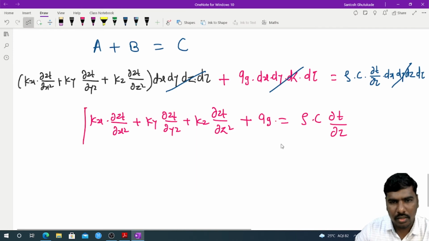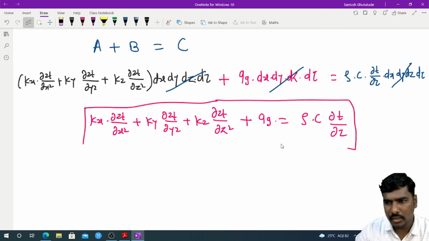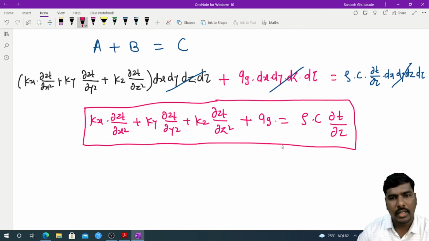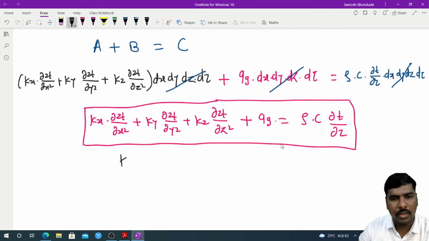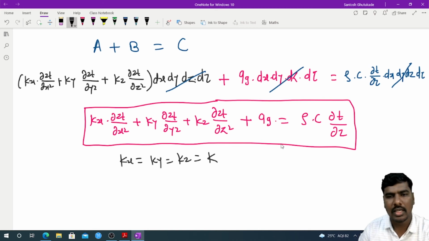So here we got the Cartesian equation, but we want to simplify this equation further. Here kx, ky and kz are the thermal conductivity in the x direction, y direction and z direction. If the material is homogeneous, meaning the same material throughout, then it possesses the same property. When it is isotropic, it possesses the same properties in all directions. That means thermal conductivity in all directions remains the same. So kx, ky and kz must be the same: kx is equal to ky is equal to kz is equal to k. So instead of kx, ky, kz, I will write k, and again we will solve the equation.